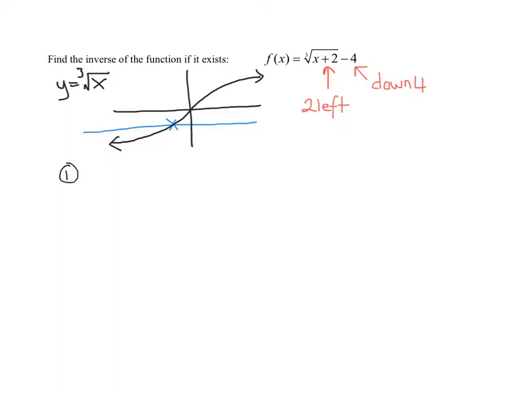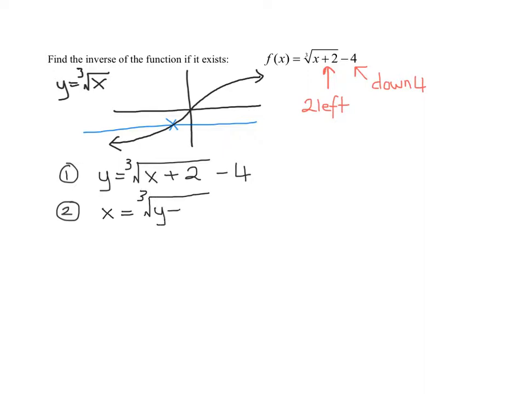So step 1 says replace f of x with y. So I'm going to have y equals the cube root of x plus 2, and then don't forget the minus 4 is outside the cube root. Step 2 is interchange x and y. Wherever you see a y, put an x. Wherever you see an x, put a y. So I get x equals the cube root of y plus 2 minus 4.